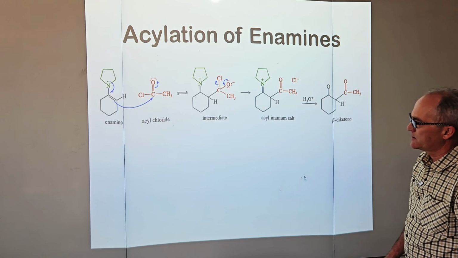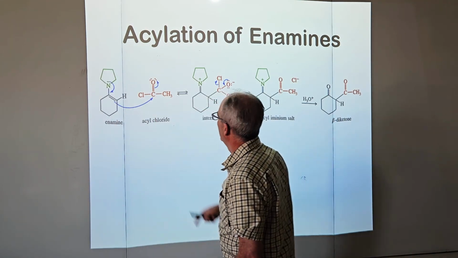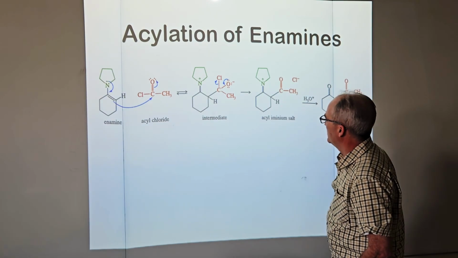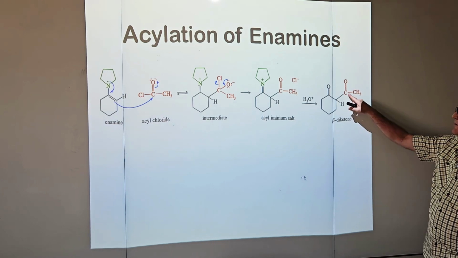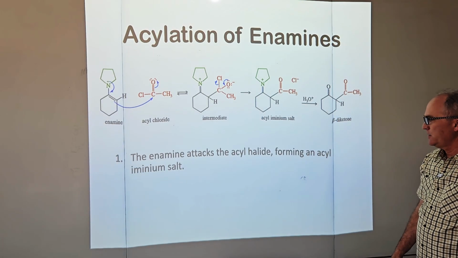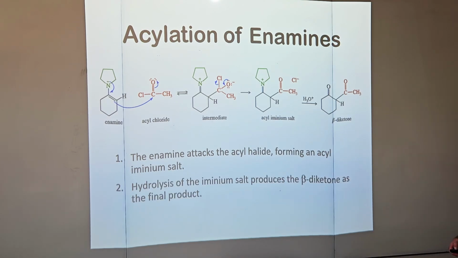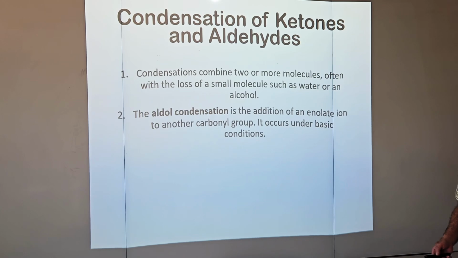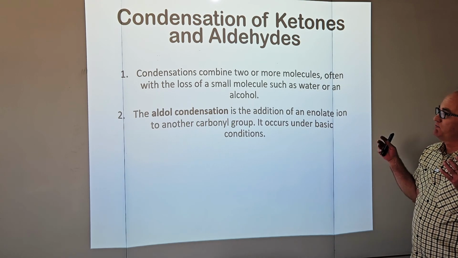Acylation of enamines. Here's our enamine, here's an acyl chloride. Imagine this being the business end. Slam that into there. Here's an intermediate. Now we have an acyl enamine salt. Hydrolyze it, and we've acylated the alpha position. Enamine reacts with the acyl halide, forming an acyl enamine salt. Hydrolysis of the enamine salt produces the beta dicarbonyl, the beta diketone, as the final product. So when I think about alpha hydrogens, I think chapter 23 is all on this thing here.